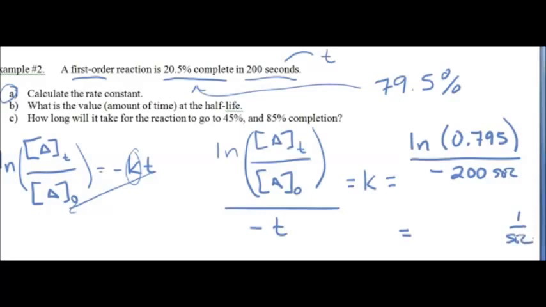So the natural log of 0.795 divided by negative 200. So that gives me a value of 0.00115. Okay. So there's my constant for the reaction for all 3 of these situations here.